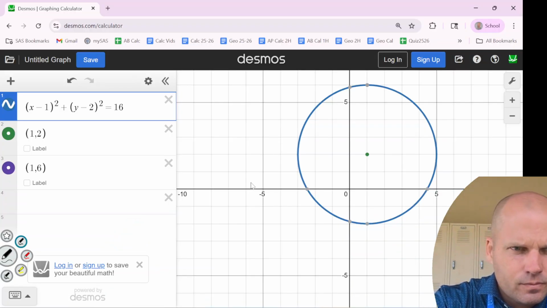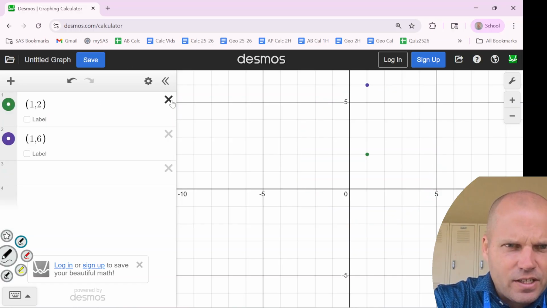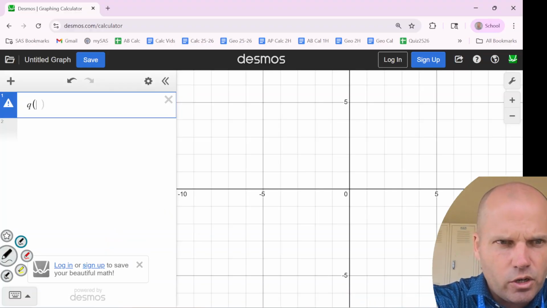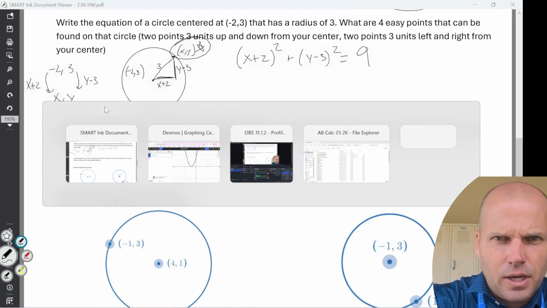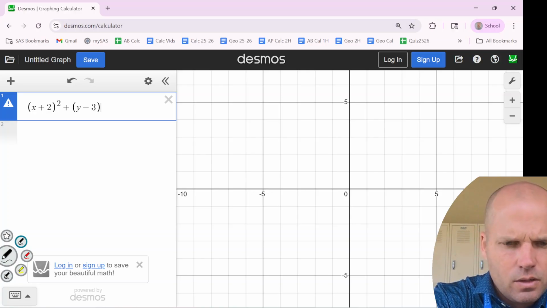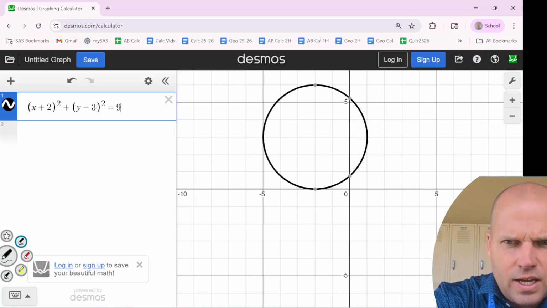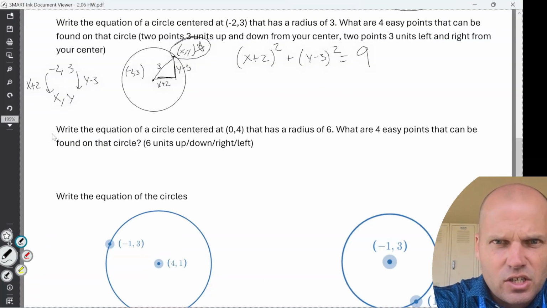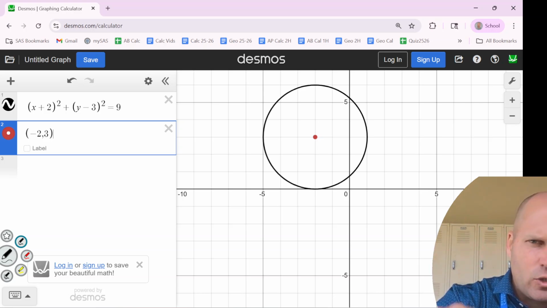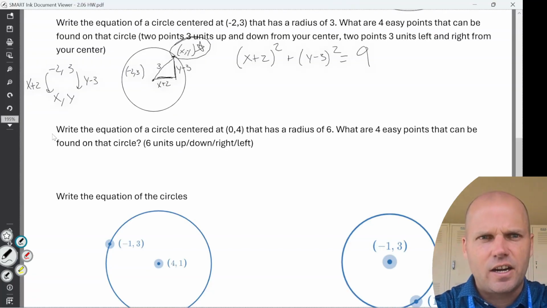Great. Let's graph it so that we can see our handiwork. Make sure we're correct. (x + 2)² + (y − 3)² = 9. We have the center of (−2, 3). That works. We should always check that our center is at our center.